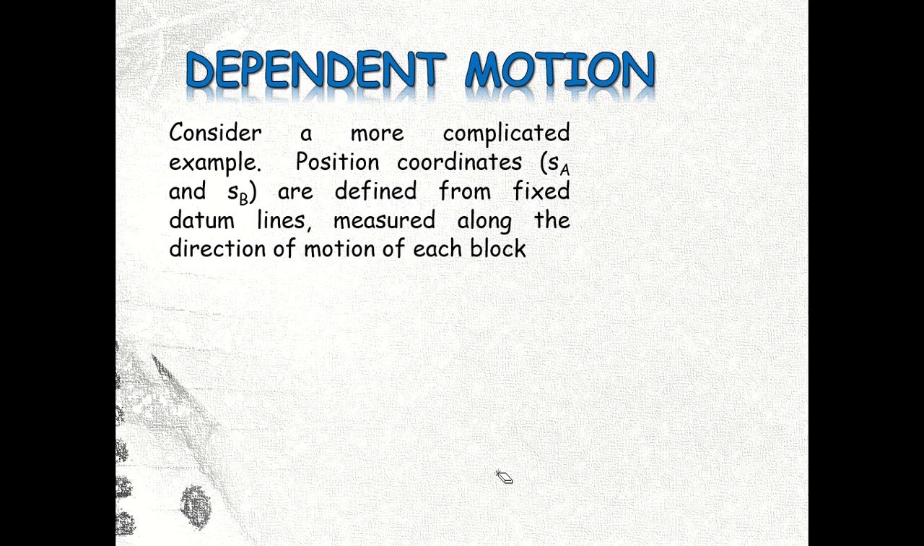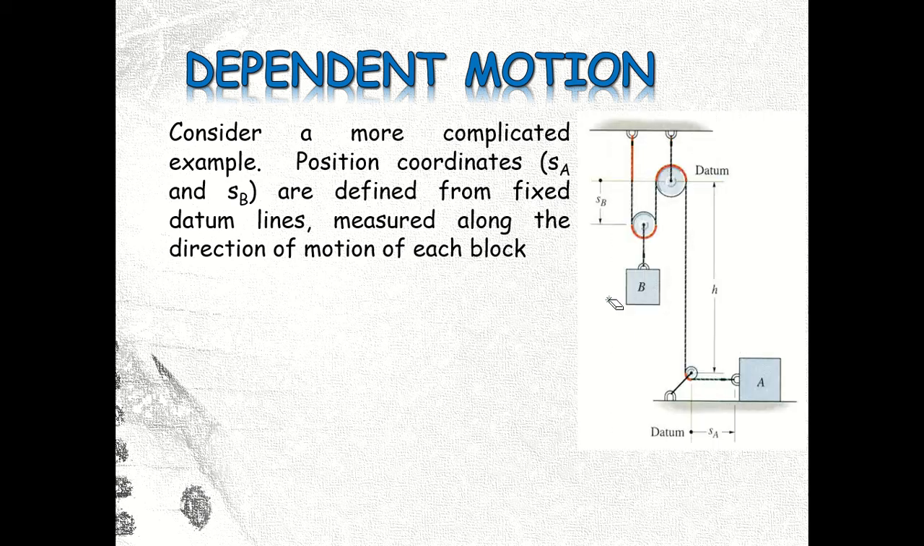Then consider a more complicated example. We have position coordinates sA and sB that are defined from fixed datum lines, measured along the direction of motion of the blocks. For example, something like this. Compared to the previous illustration, this is a little more complex. It's more complicated than the first example.